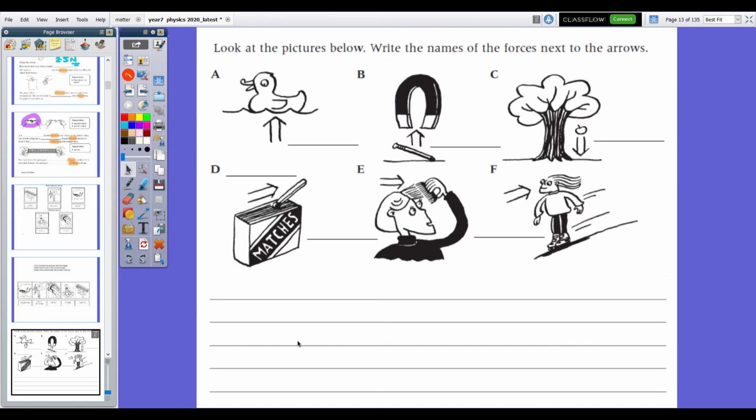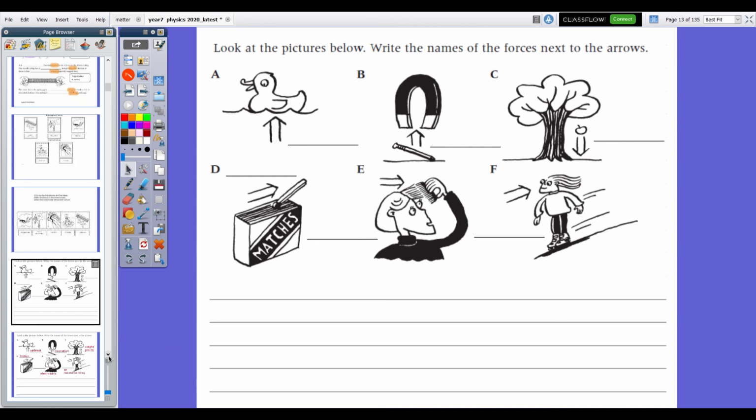Okay, one more little sheet here. Look at the pictures below. Write the names of the forces next to the arrows. Have a go doing that now. Hit pause. See if you can name all of these. Then I will show you the answers. Okay, I'm going to show the answers now, so make sure you've had a go.